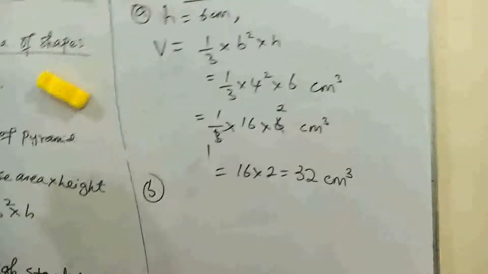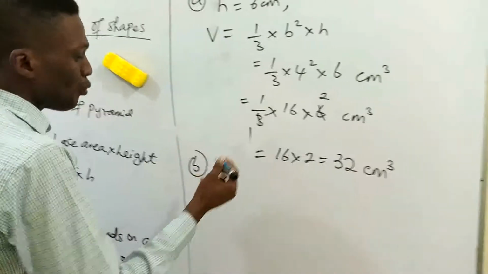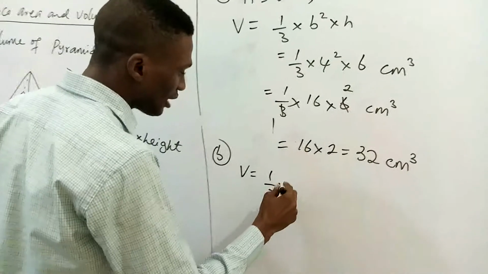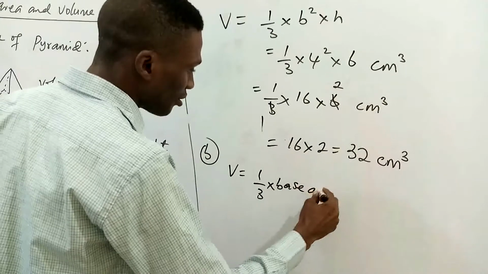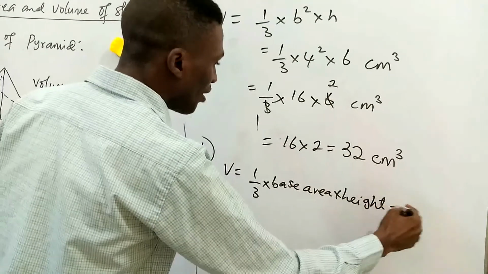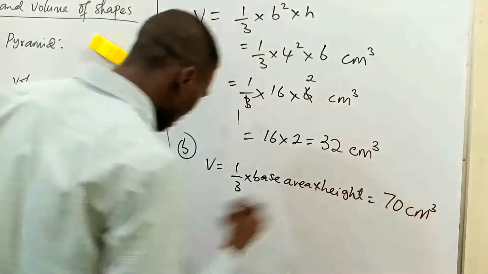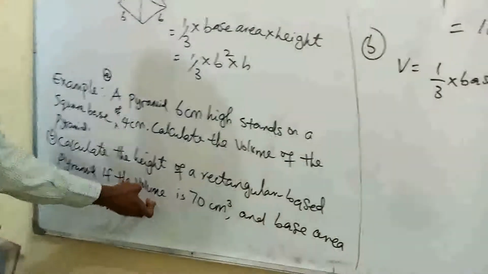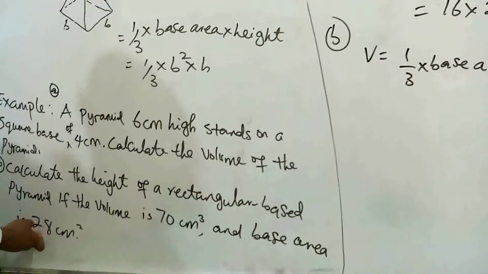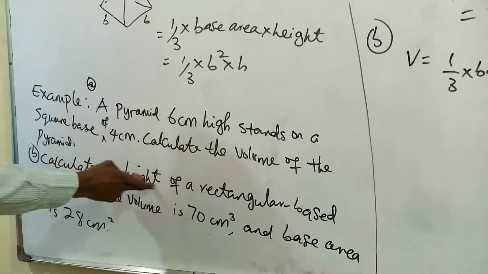Now in this case, the volume is given. We establish our formula, 1/3 times base area times height. But our volume is given as 70 cm cubed. Say the volume is 70 cm cubed. Base area is 28 cm squared. We are now to find the height.